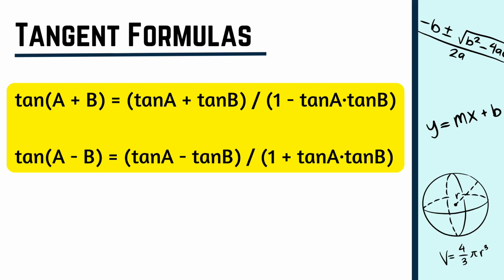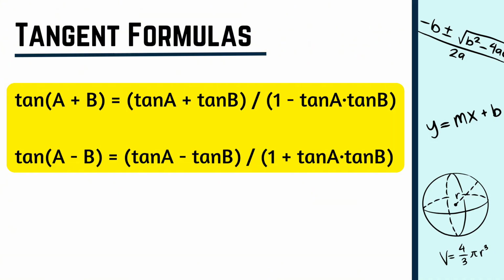And for the tangent formulas, these are the tangent of a sum or difference of two angles. With tangent, we use a fraction. The numerator is just the sum or difference of tangent A and tangent B, depending on the formula. The denominator always flips the sign. If you're adding the angles, you subtract in the denominator. If you're subtracting angles, you add the product.